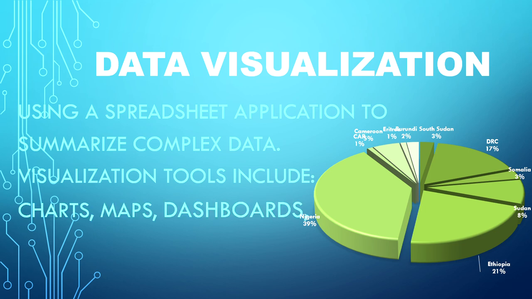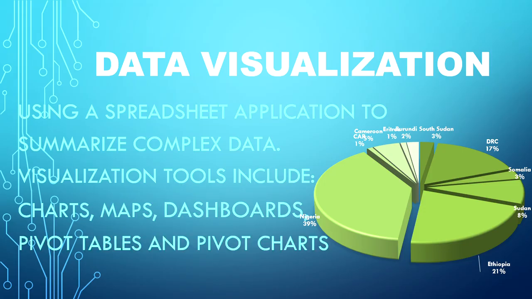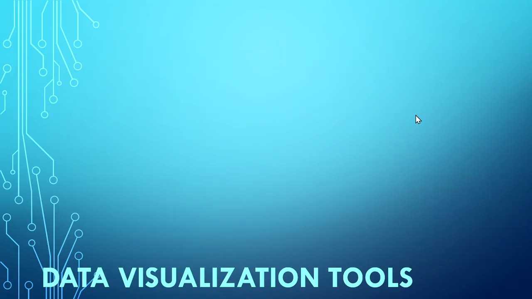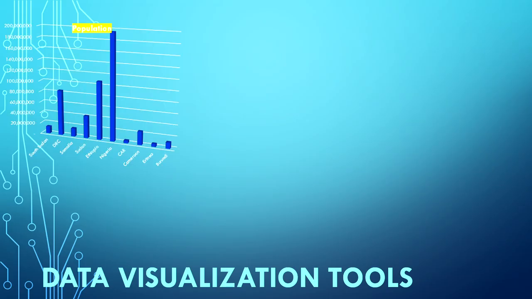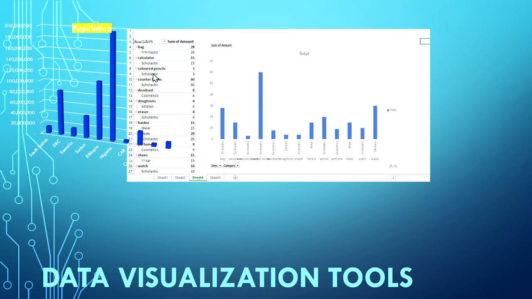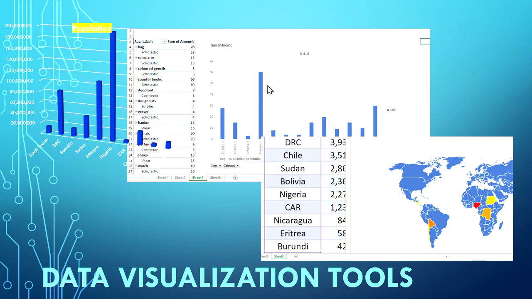For example, the graph, what here we call the charts, but graph in ordinary speech, we have map charts, dashboards, pivot tables, and pivot charts. So as explained, we have the graphs, we have pivot tables and pivot charts. Then we have map charts. We are going to see each one over time.